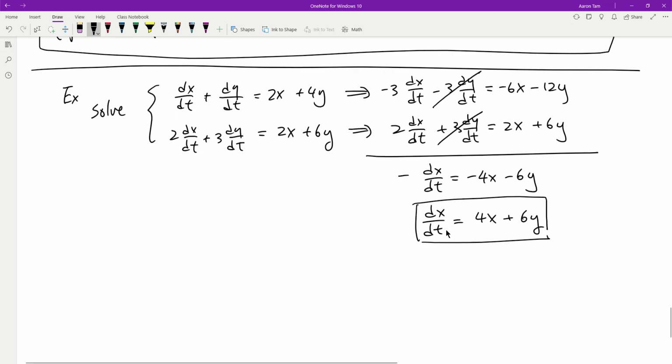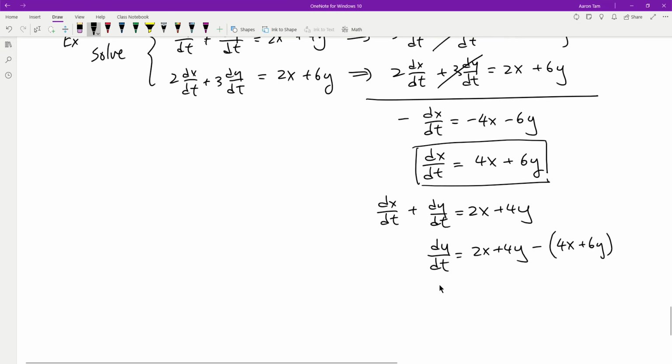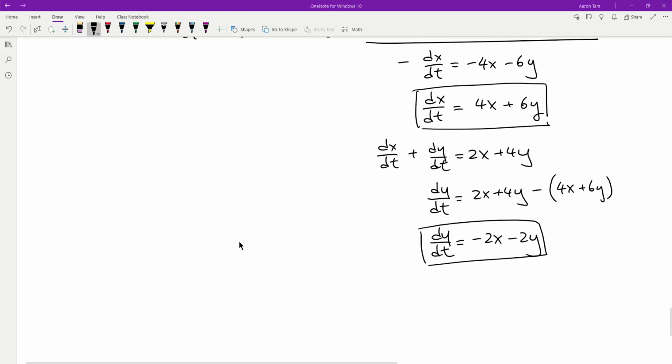And so now I'm going to try to solve for dy over dt. It's pretty simple. We know dx over dt plus dy over dt equal to 2x plus 4y. So therefore dy over dt must equal 2x plus 4y minus dx over dt, which is 4x plus 6y. So therefore, dy over dt should equal negative 2x minus 2y. So now that we have these two equations, I can try to solve it.